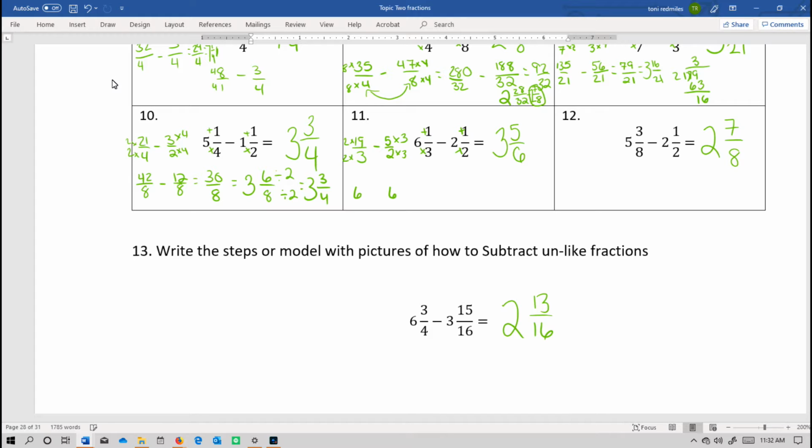6, 6, 38, and 15. If I subtract that from that, I get 23 over 6. 6 can go into 23, see, 3 is 18, and I think that's the highest. So 3 and 5 left over 6.